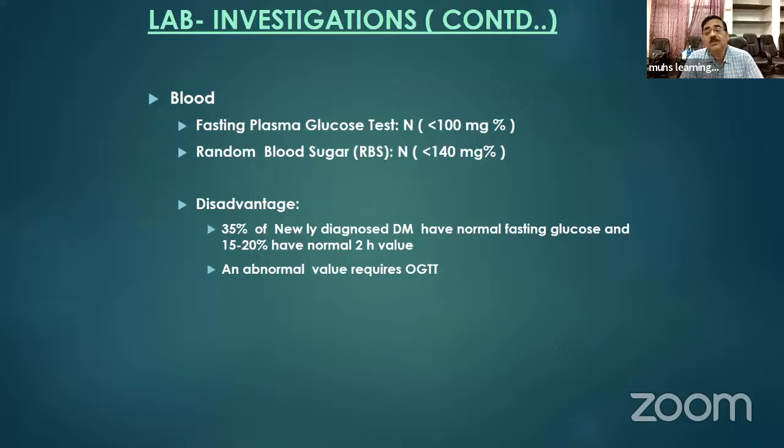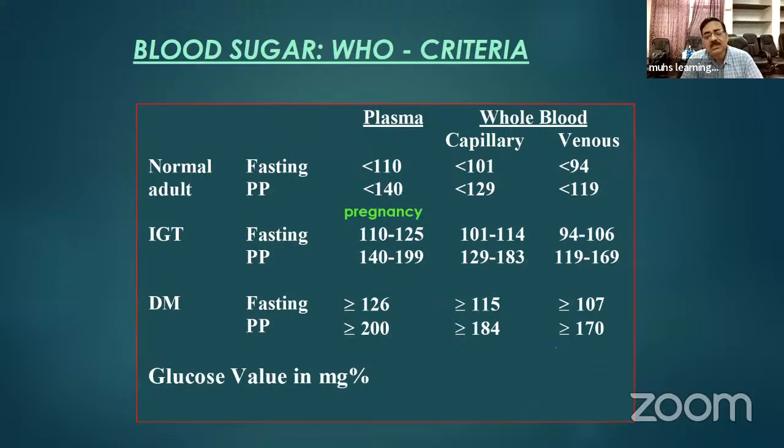Lab investigation: fasting glucose should normally be less than 100 and random less than 140. The disadvantage is that fasting glucose every time is inconvenient, and if there is an abnormal value, the oral glucose tolerance test should be offered. This is a very important slide, and this is the diagnostic criteria, the WHO criteria. You must understand, and it is the simplest way to explain where your patient is. Normal adult fasting less than 110 and postprandial less than 140 is normal.